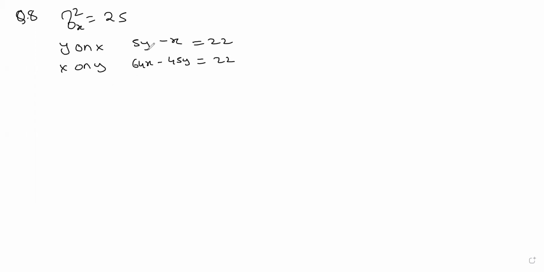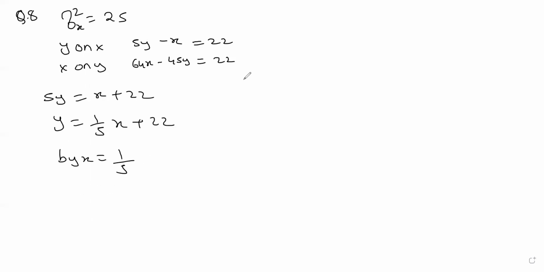So we want bar x and bar y. We'll solve these equations simultaneously to get bar x and bar y. We also want the standard deviation of y, because the variance of x is already given, and the correlation between x and y. Now, since this is y on x, I can write 5y is equal to x plus 22. y is equal to 1 by 5 x plus 22 by 5. byx is 1 by 5.